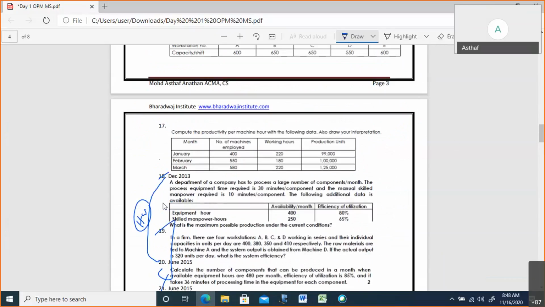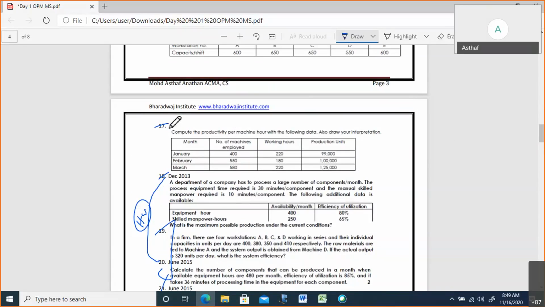Now with your permission, we will move to another question, question number 17. 18, 19, 20 are all small. You can do it as homework. So now we will move on to the 17th question.